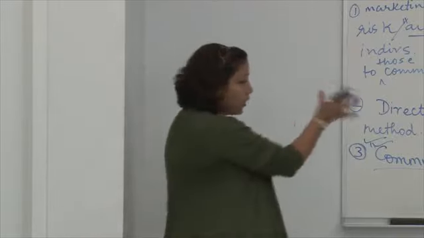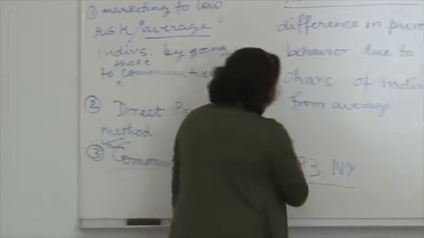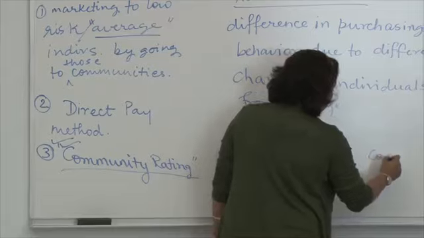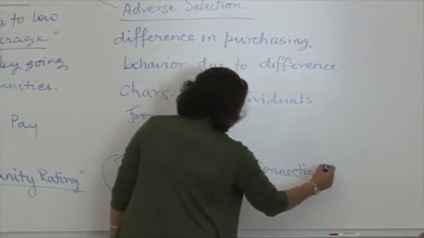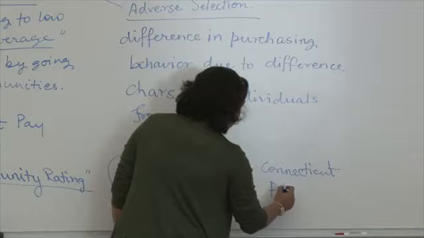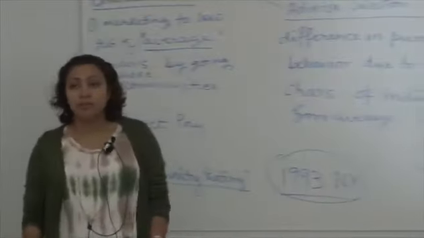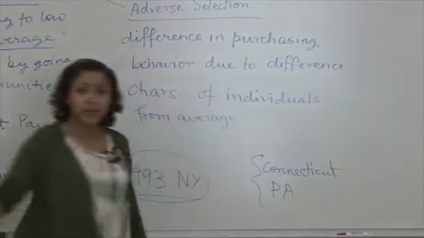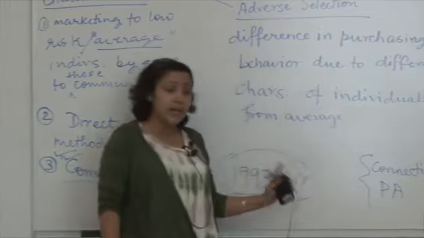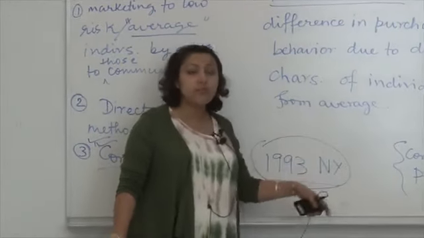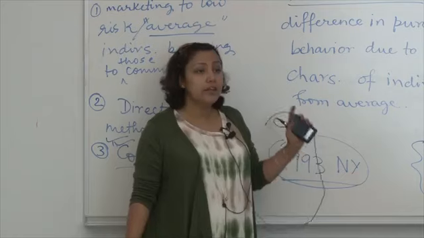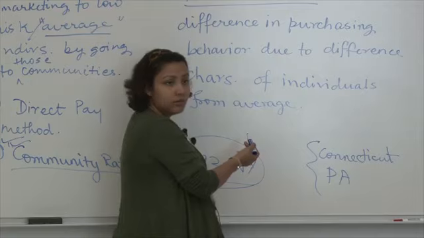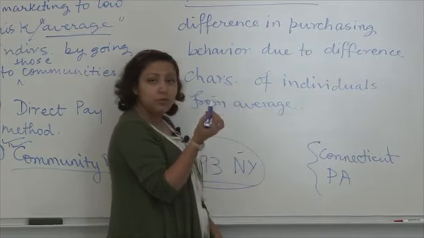Okay? So this was a policy in New York in 1993, and they compared the results of the policy for New York with two other states, that is Connecticut and Pennsylvania, where they did not have community rating. By law in New York, they enforced community rating for all insurance companies. They found that compared to these states, there was no increase in coverage in New York. It did not help. There was no improvement.